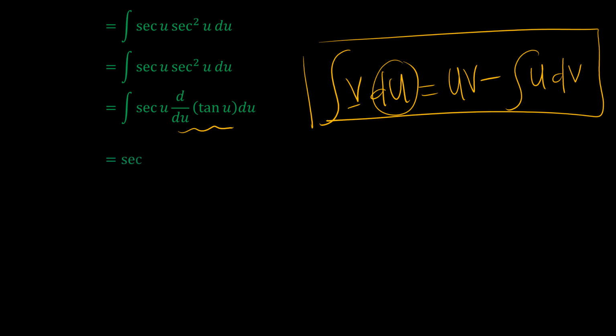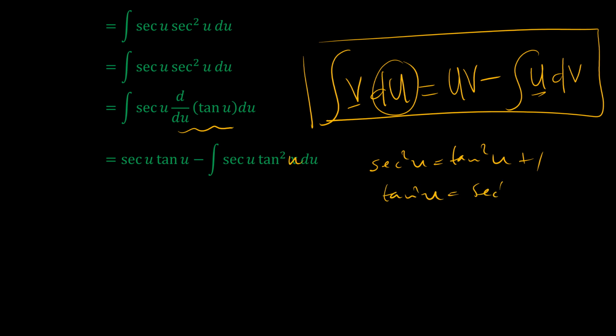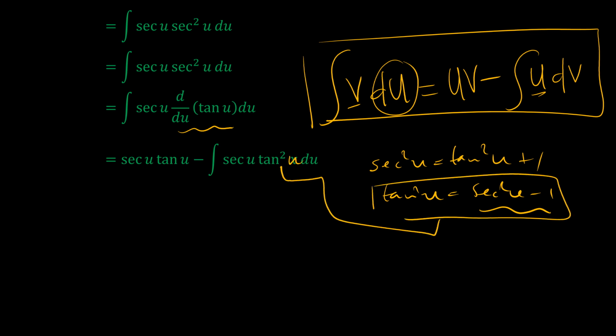So what is our uv? Our uv becomes sec u tan u minus the integral of tan u times the derivative of sec u, which is sec u tan u. So we have sec u tan squared u. And sec squared u is the same as tan squared u plus 1, therefore tan squared u is equal to sec squared u minus 1. So we can substitute this in place of tan squared u here.